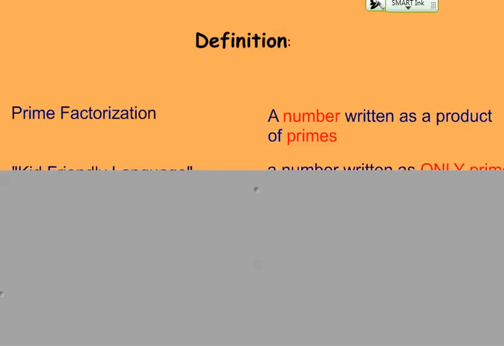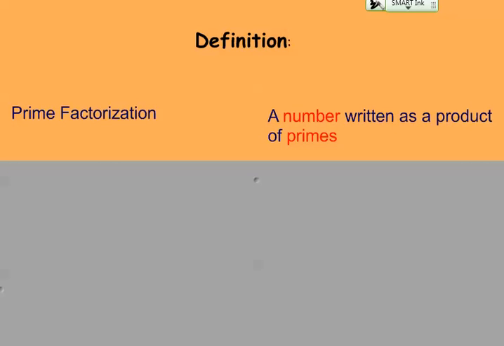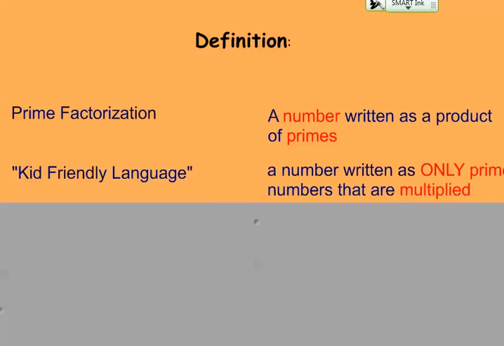So our first definition is prime factorization. Prime factorization is a number written as a product of primes. Remember, a prime number is a number that has exactly two factors, one and itself. So kind of the kid way to say that is a number written as only prime numbers and they're multiplied together. So when we find prime factorization, it's going to be a number broken down into only primes that are multiplied together.